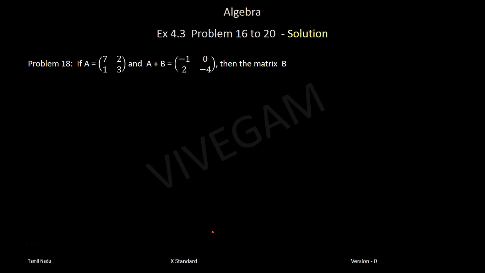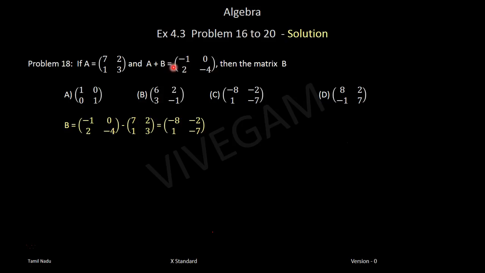So in this case, basically, A equal to the matrix 7, 2, 1, 3, and A plus B is this, then matrix B is. So this is very simple. A plus B is this, so you want to find matrix B, which will be equal to this matrix minus A. That's all it is. Take A to the other side, it will become minus A, right? So matrix B is this matrix minus A.